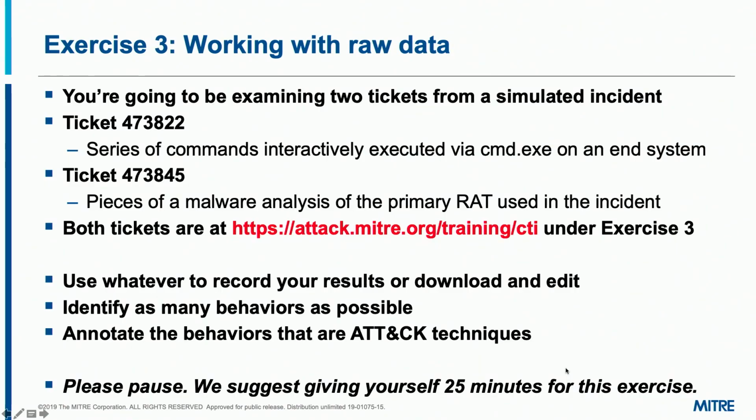So next, we'd like you to do an exercise where you're going to be doing some of this mapping from raw data yourself. We're going to have you examining two tickets from a simulated intrusion incident. The first ticket you'll be looking at is similar to the examples I showed before, where you've got a series of commands interactively executed via cmd.exe on an end system. The second ticket is going to be pieces of a malware analysis of the primary remote access Trojan used during the incident.